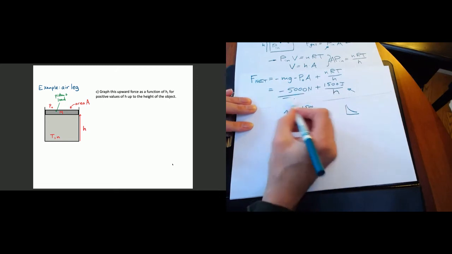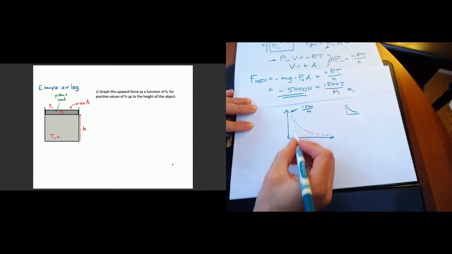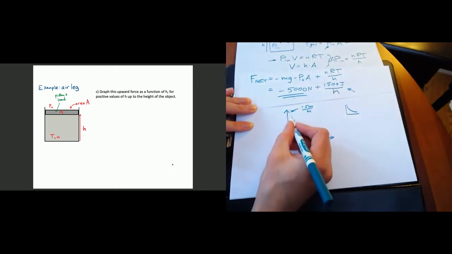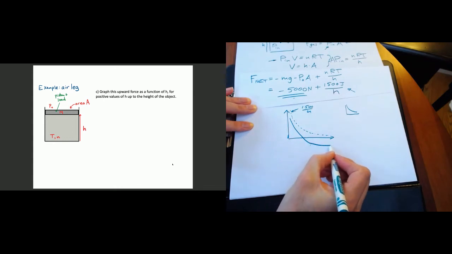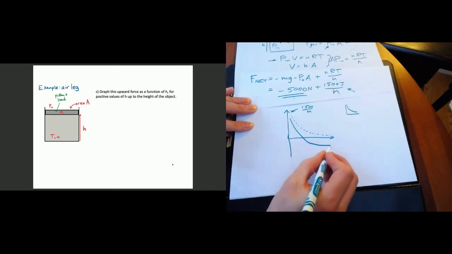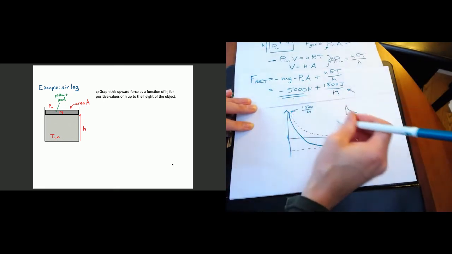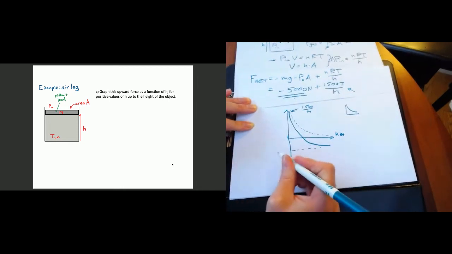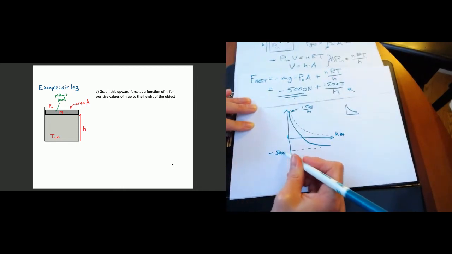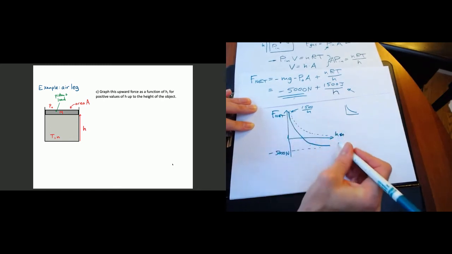But then we're going to take that and add minus 5,000. And so that shifts the entire graph downward. And so our final function is like that same shape, but it's going to be shifted downward. And so we've got a vertical asymptote at H equals 0, and we've got a horizontal asymptote at minus 5,000 newtons. So this is F net versus H.